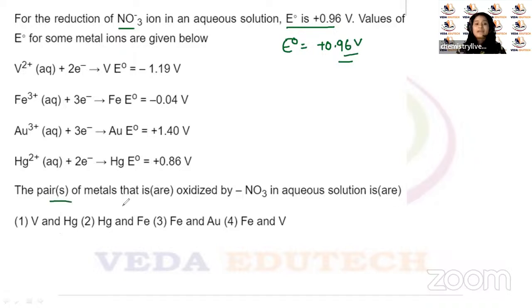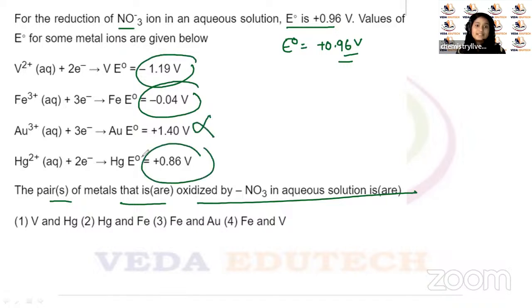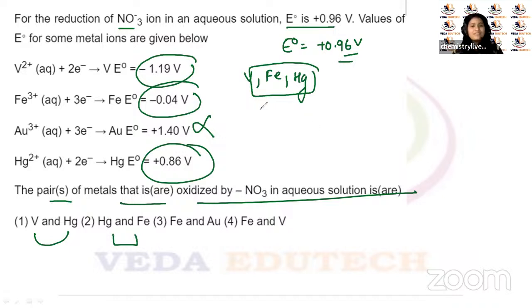Now it is asking for the pair of metals which can be oxidized by NO3-. We know that those can be oxidized which have a lesser value than this. So this is having lesser value, this is having lesser value, this is not having lesser value, this is having lesser value. So there are three options having lesser values, which are vanadium, iron and Hg. And where do we have these options? We have vanadium and Hg, we have Fe and Hg. There's a mistake in this question. I think we should be having three of these. So V, Fe and Hg is going to be your answer.